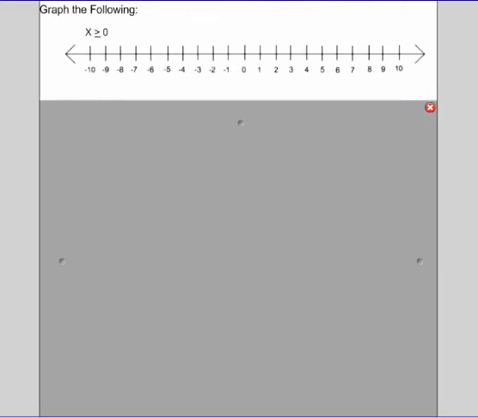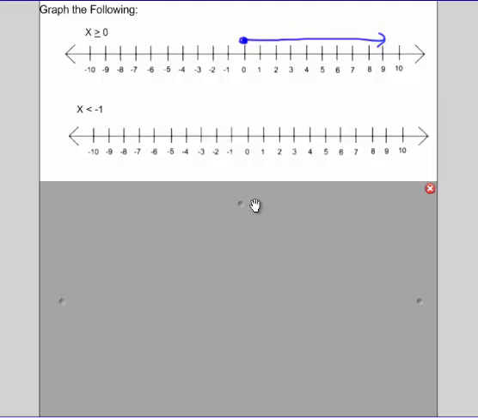Now let's look at the or case. First, graph x is greater than or equal to 0. We use a closed circle at 0 and draw our arrow to the right. The next graph, x is less than -1. So we use an open circle at -1 and draw our arrow to the left.